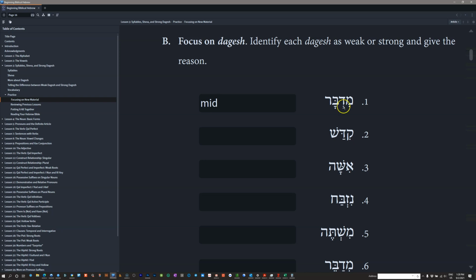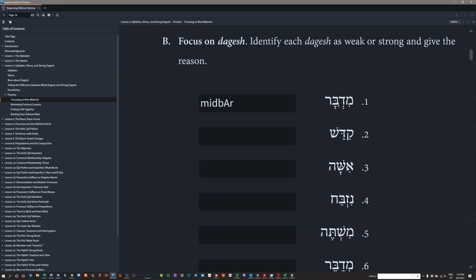All right, so we have no vowel sound here, which means the bet, the B sound, is immediately preceded by the D sound. There is no vowel here. The silent Shiva does not count as a vowel. And so in that sense, we have mid-bar. Because the Dagesh letter is immediately preceded by a consonant sound, the Dagesh is weak. If the Dagesh letter were immediately preceded by a vowel sound, the Dagesh would be strong.